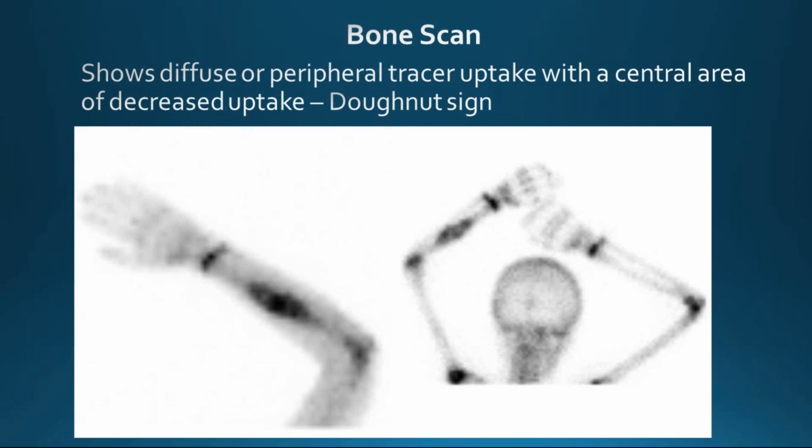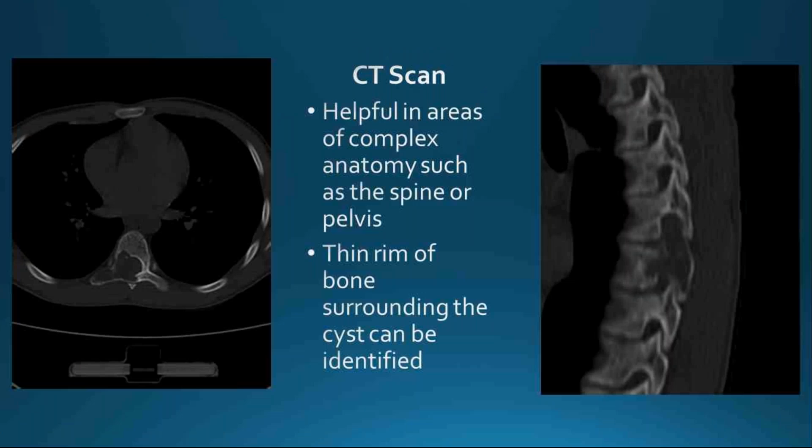Bone scan is one of the confirmatory diagnostic tests. It shows a diffuse peripheral tracer uptake with a central area of decreased uptake. You see here in the first picture, the central area is a little lesser dark than the peripheral area. This is known as Donut sign. CT scan is helpful in areas of complex anatomy such as spine and pelvis. A thin rim of bone surrounding the cyst can be identified.